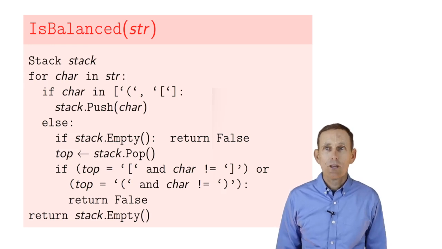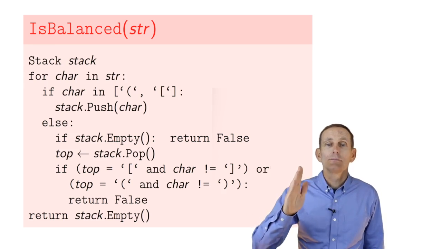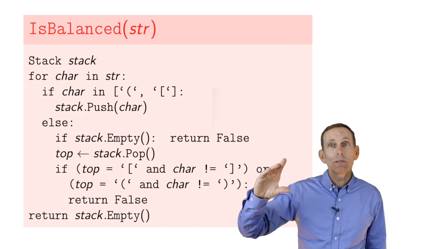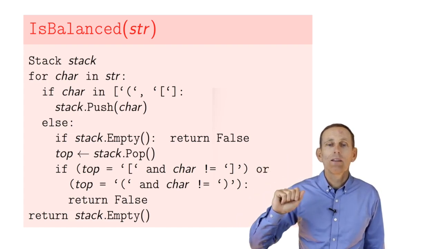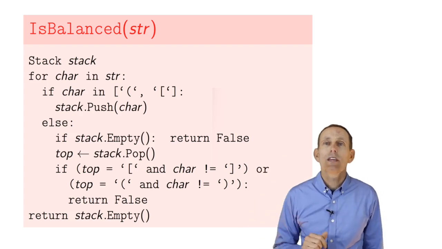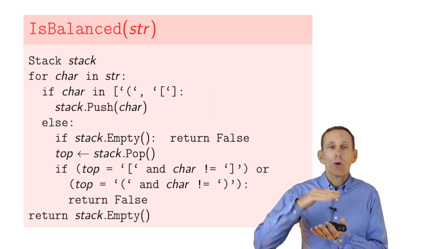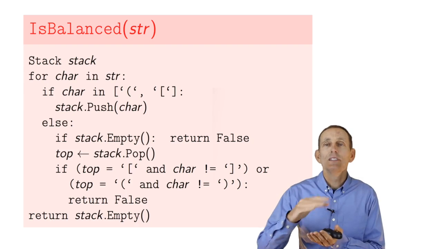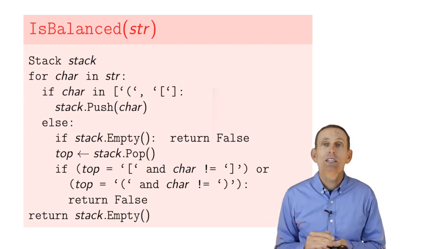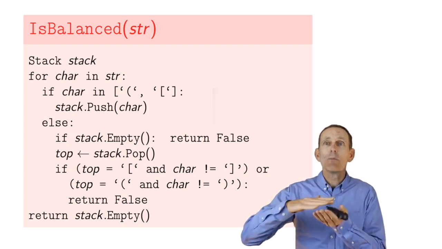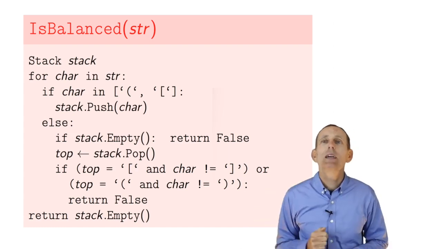So here's what we'll do. We'll create a stack, and then we'll go through every character in the string. If we have an opening paren or an opening square bracket, we'll go ahead and push it on the stack. So the stack is going to represent the parens and brackets which have yet to be matched, and the order in which they need to be matched. So the outermost ones will be at the bottom of the stack, and the last one we saw, the innermost one, will be at the top of the stack.